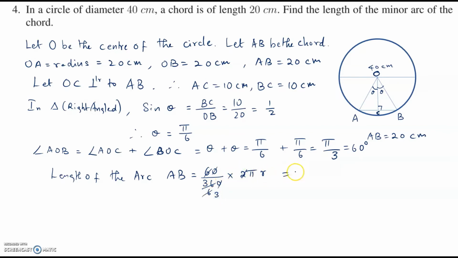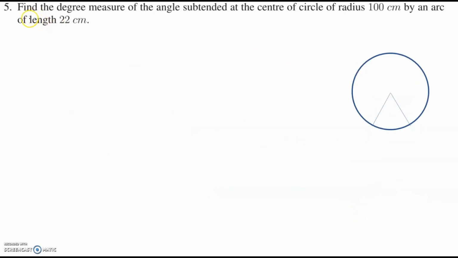So this is equal to pi by 3 into our radius, which is 20. So the answer would be, substituting the value of pi as 22 by 7, we can rewrite this as 22 by 7 into 20 by 3, and this comes to 20.95 centimeters. Question number 5.